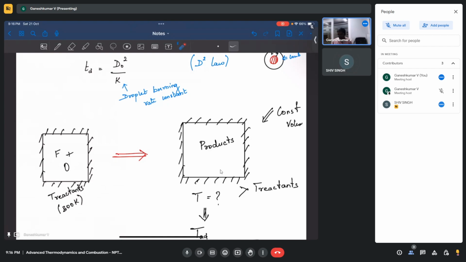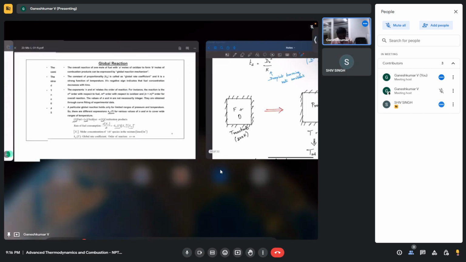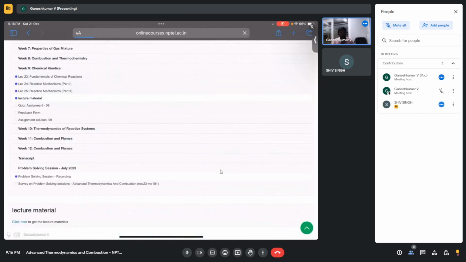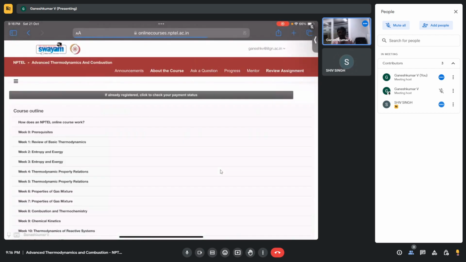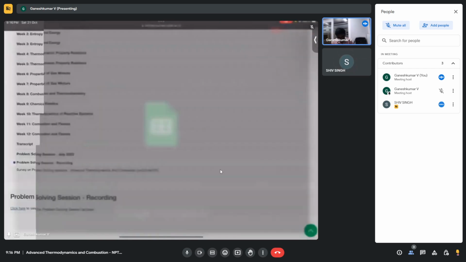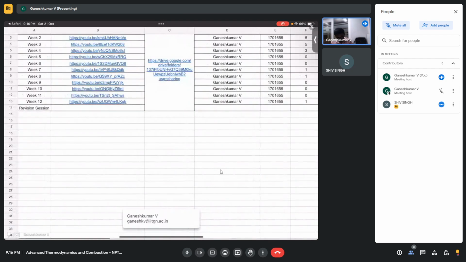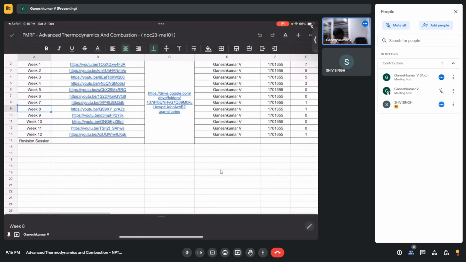Okay, sir. So Stephen R. Turns is a good book. You can learn a good amount of basic concepts about combustion. And also, do you know about this? There is this problem solving session, right? There are recordings also I've shared. You can visit that also. There I have revised certain things like week 8, week 9, week 10, week 11, week 12. These things you can visit.